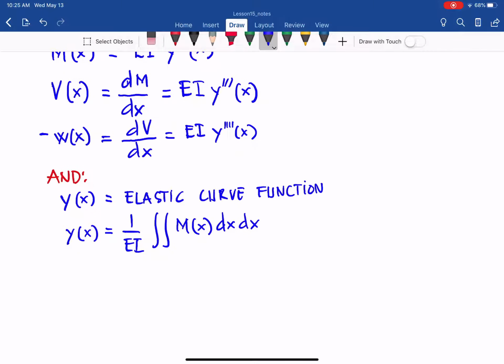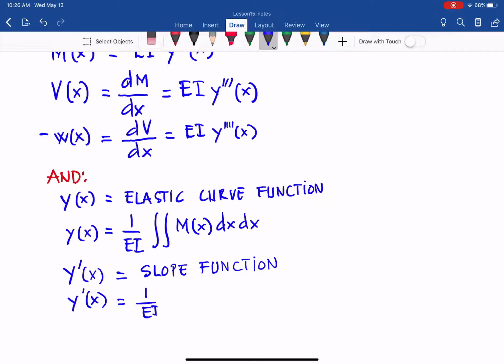If we want to have the slope of the elastic curve function, then we take one derivative, right? So the first derivative is the slope function, and that is equal to 1 over EI, and only one integral, Mx dx.